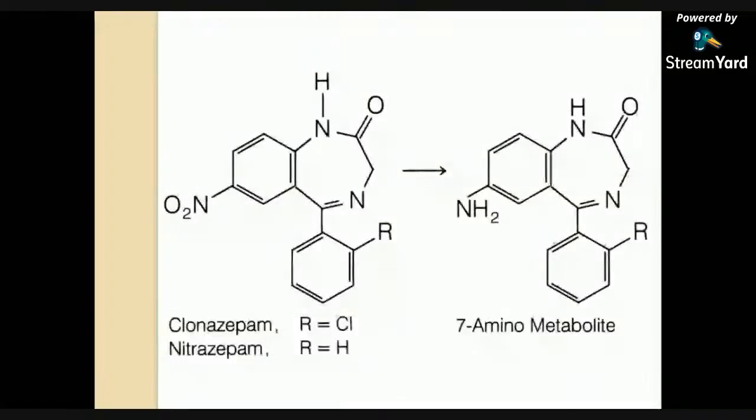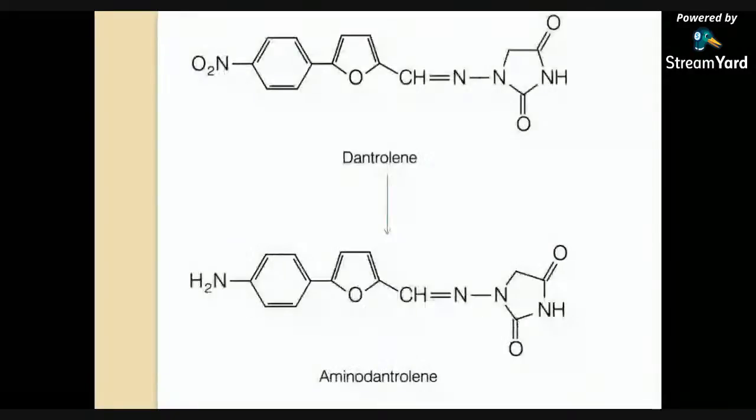One more example is clonazepam or nitrazepam. If a Cl is there, then it is clonazepam. If hydrogen is there, then it is nitrazepam. This compound, after the reductive reaction, will convert into the 7-amino metabolites. Then one more example is dantrolene, which after the reductive reaction will give amino dantrolene.